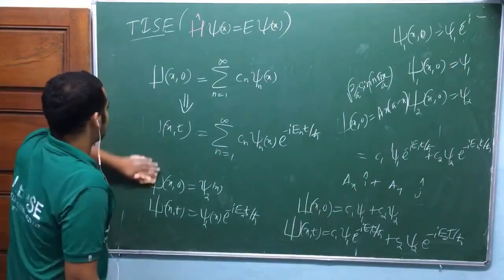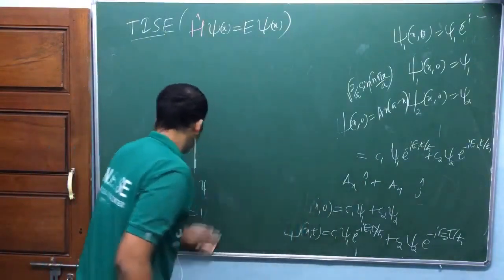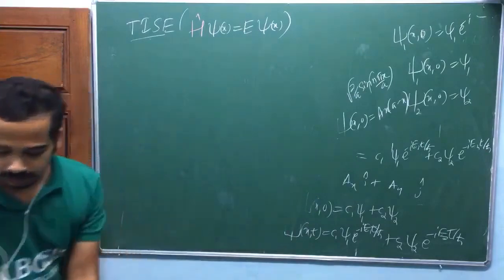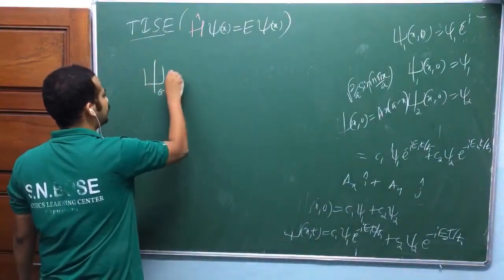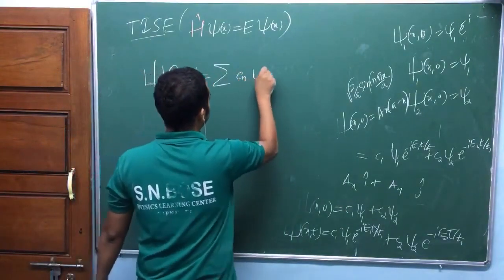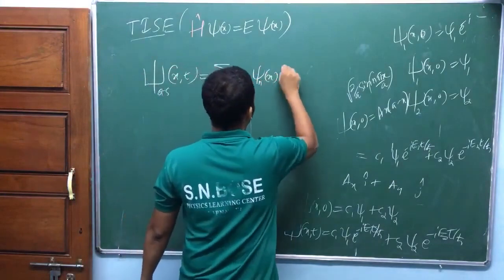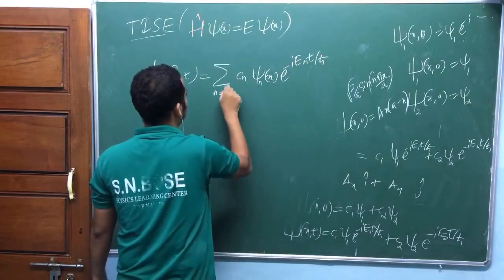Now, last concept. Again, I'm going to do all of this again in the particle in a box problem. Last concept: you have written this one, am I right? The general solution. Any state is equal to the summation over Cn into psi n of x into e power minus i En t by h bar, isn't it? n is equal to 1 to infinity.